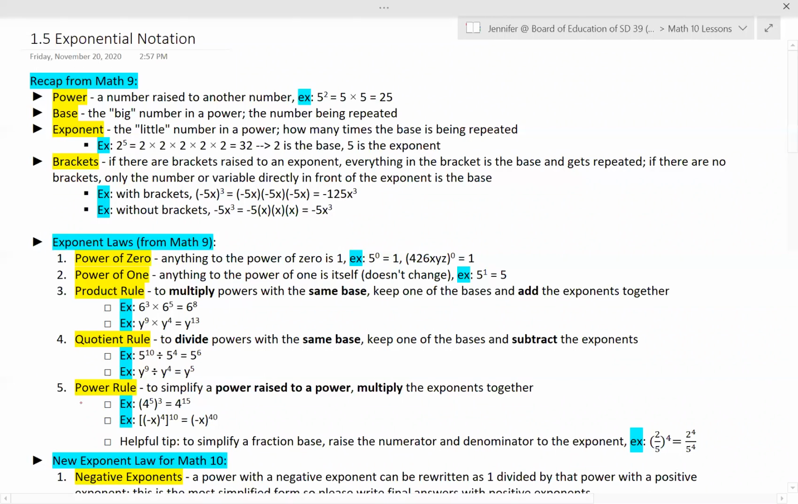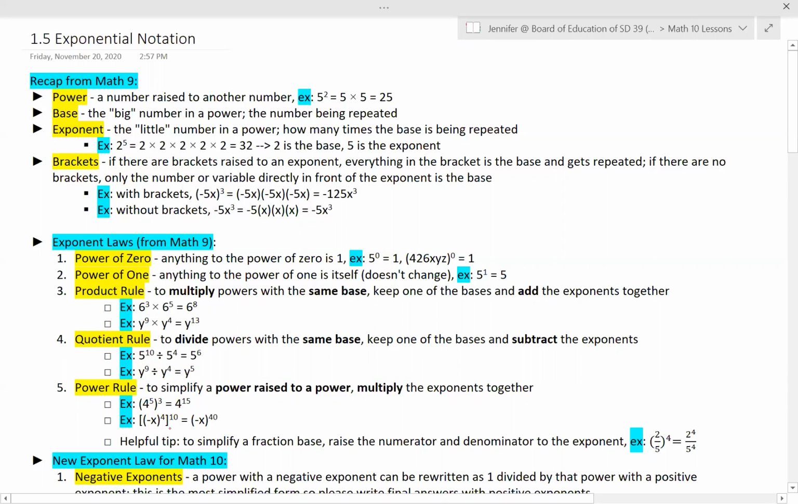The last one from Math 9 you would have learned is the power rule. So if you have a power raised to a power, then you're going to multiply the exponents together. So in this example here, we've got 4 to the 5. That whole thing is in brackets, so that whole thing is the base. And then that's the power of 3. So you're going to multiply the exponents together to give you 4 to the 15.